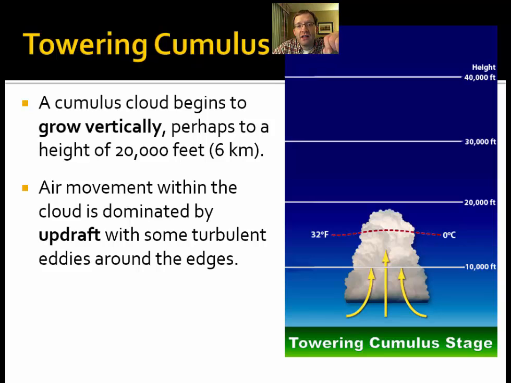Remember, those sources of lift are what might have gotten this started. Something that kicked it up, got the air moving upward, and now the atmosphere is unstable, so it supports that upward growth of a thunderstorm cloud.